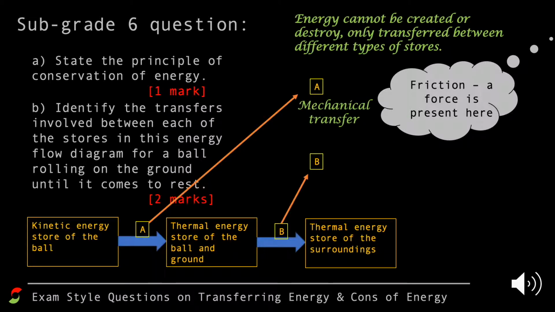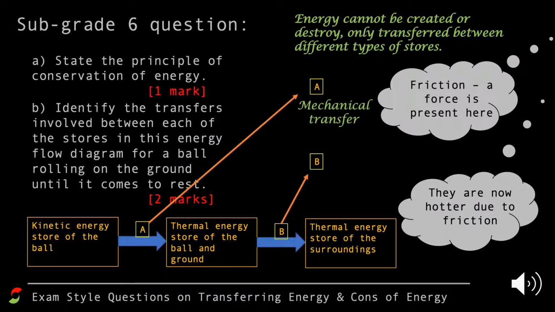So let's try to look at B. What I'm thinking for B is, well, now if the ball and the ground have got an increase in thermal energy store, that means they're hotter due to this friction. And that means if things are hotter than the surroundings, B must be a thermal transfer to the surroundings. So the basic answers for those 2 marks are: the first transfer A is a mechanical transfer, and the second transfer B is a thermal transfer.